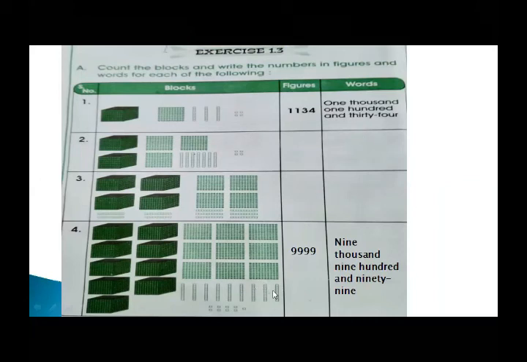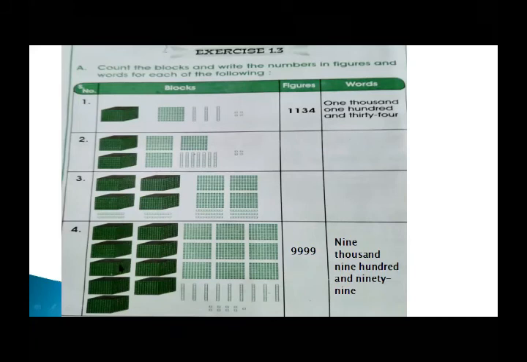In the same way, you will see question number 4. How many 3-dimension boxes are given here? As I already told you, one 3-dimension box consists of 1000 blocks. So here you see how many 3-dimension boxes are given here.